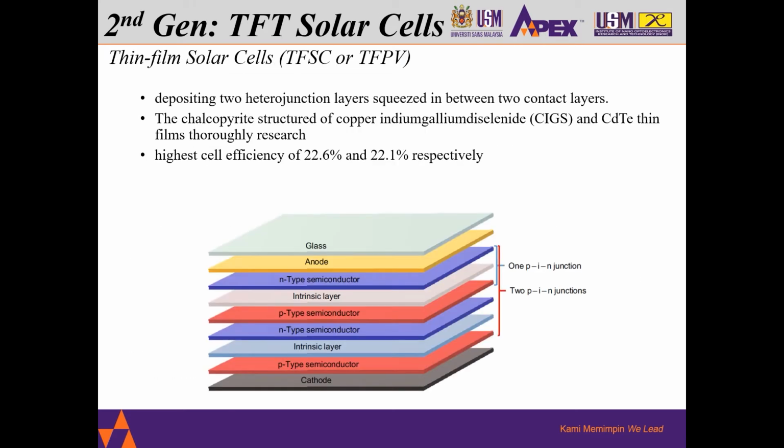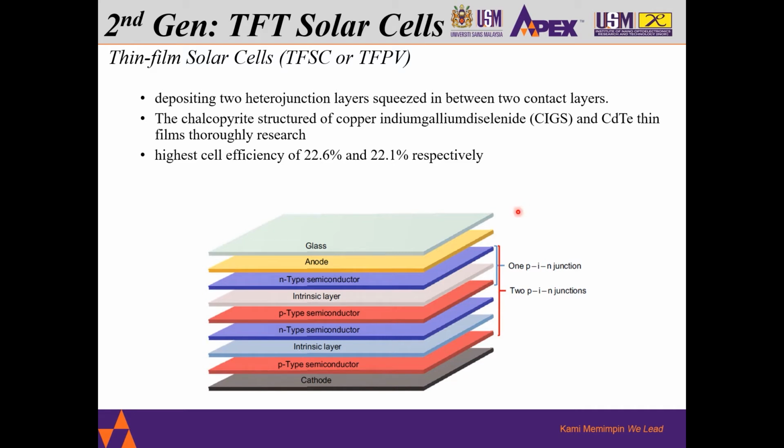Second generation solar cells, TFT solar cells, thin film solar cells, TFSC or TFPV. This type of solar cell consists of two heterojunction layers that are squeezed in between two layer contacts. The chalcopyrite structure of copper indium gallium diselenide, CIGS, and CdTe, cadmium telluride thin film, is thoroughly researched. The highest efficiency of these types of solar cells is around 22.6% and 22.1% respectively.